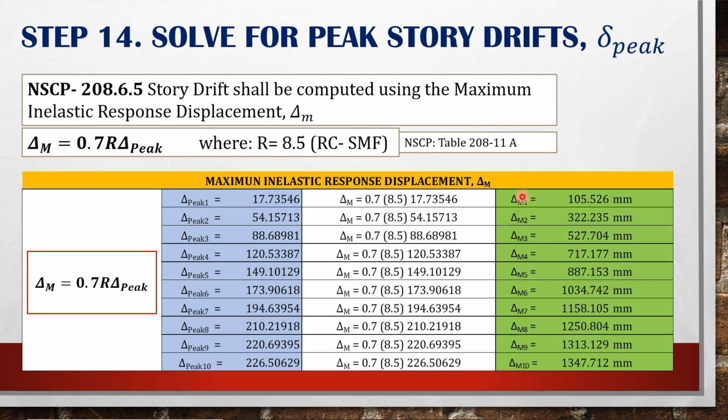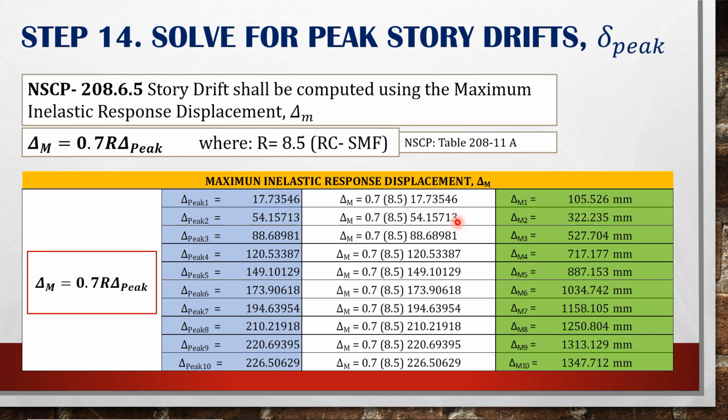Pag solve natin to, ang magiging result niyan, so delta M or our maximum inelastic response displacement represented by delta M on first floor is equals to 105.526 mm. So for the second floor, the same formula. So ito yung delta peak natin, 54.15713. So plugging in that value into this formula, so delta M is equals to 0.7 times 8.5 na R times 54.15713. So pag solve natin yan, lagyan natin sa calculator yan. So solve na natin ang delta M or maximum inelastic response displacement for second floor. So ang result, 322.235 mm. So the same formula, the same process.